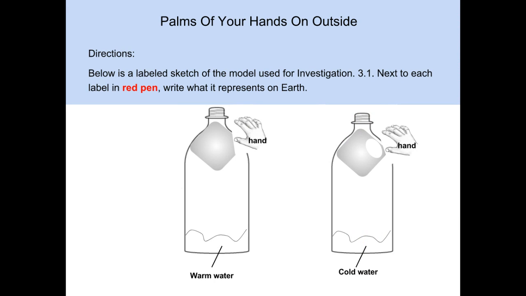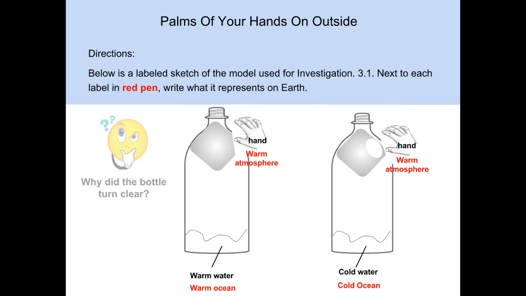So then the final step was when you placed your hand on top of the container. Once again, the warm water represented the warm ocean. The cold water represented the cold ocean, and your hand represented the warm atmosphere. You were warming the atmosphere. So it was the opposite of the ice cube. Your hands should have warmed it. So why did the bottle turn clear, or at least less clear, maybe a little bit less condensation?